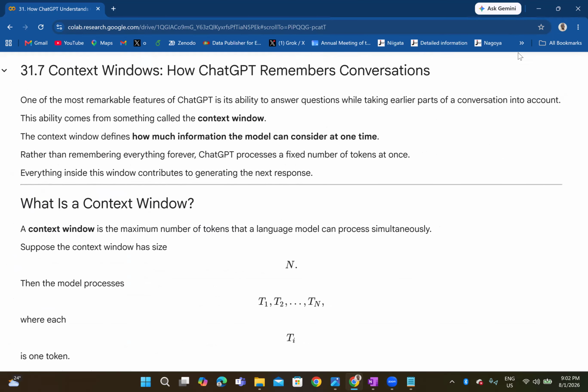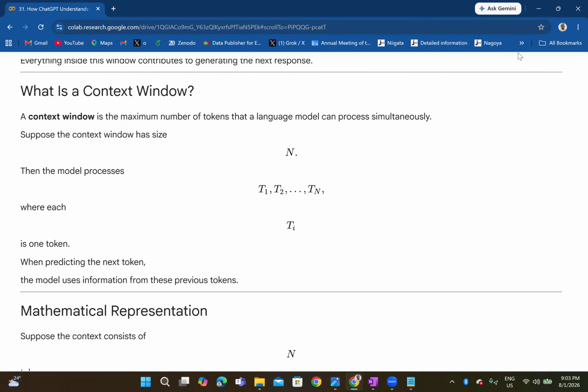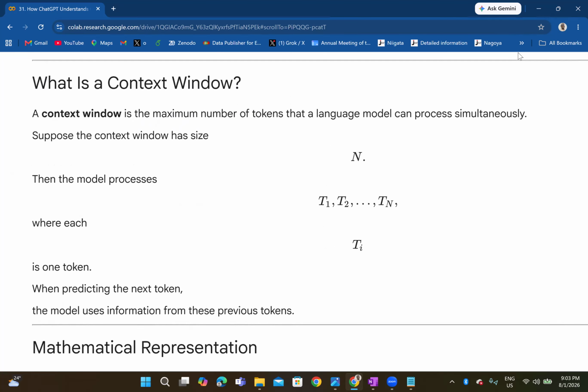The context window defines how much information the model can consider at one time. So rather than remembering everything forever, ChatGPT processes a fixed number of tokens at once. Everything inside the window contributes to generating the next response. So now, what is a context window? It is the maximum number of tokens that a language model can process simultaneously.